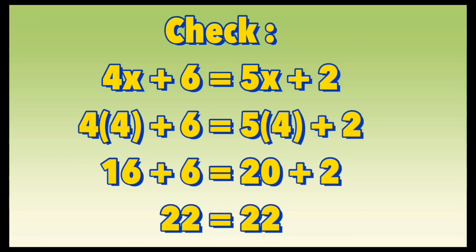Okay, from the given equation 4x plus 6 equals 5x plus 2, the value of x now is 4. We're going to substitute: 4 times 4 plus 6 equals 5 times 4 plus 2. Then 4 times 4 equals 16, plus 6; 5 times 4 equals 20, plus 2. Then 16 plus 6 equals 22, and 20 plus 2 equals 22. Since both sides are 22 and 22, the equation is true. So our answer is correct.